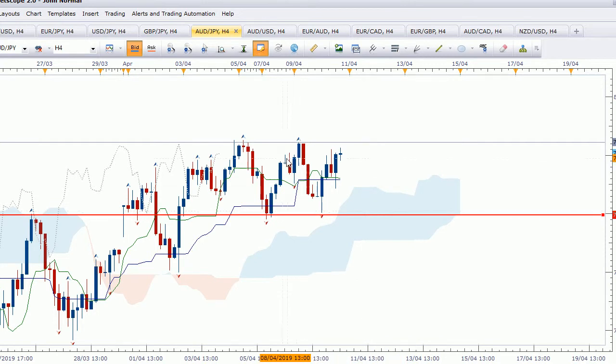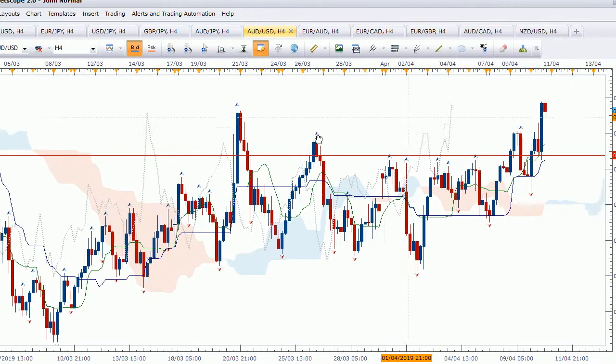Okay, but we could develop a TK cross here, and you can see that this bottom Senkou Span B is moving up, so we might get a cross to the downside. The top of the cloud is Senkou Span A, the bottom is B, and then they swap over. Okay, so moving on. Aussie USD.